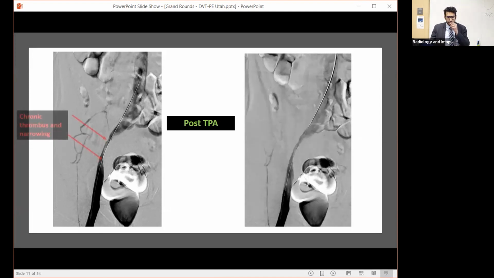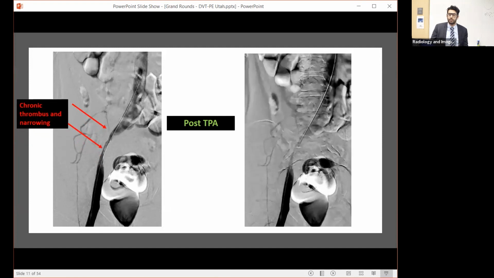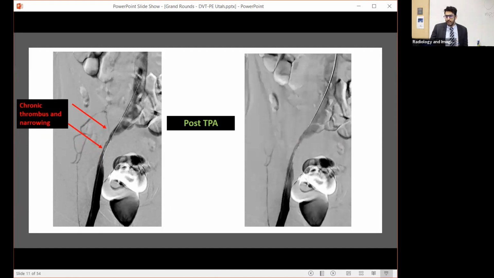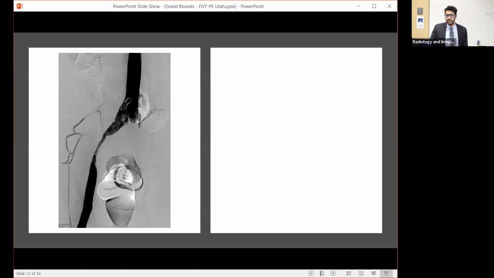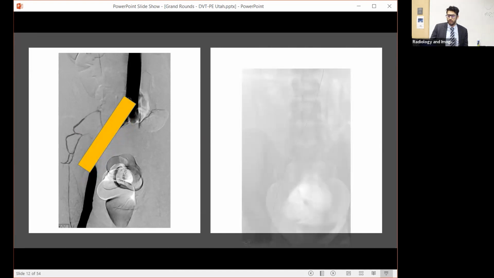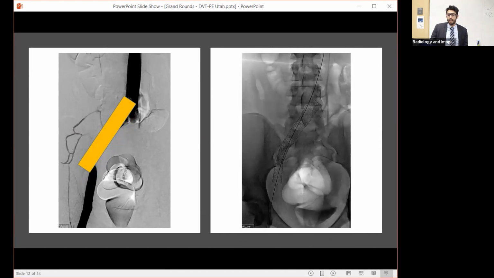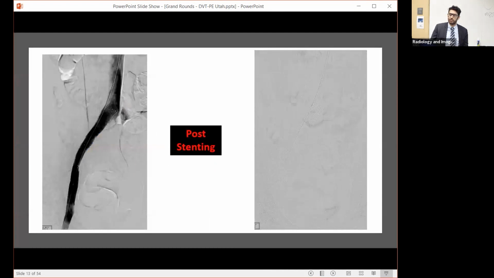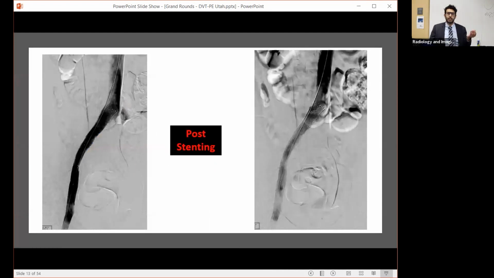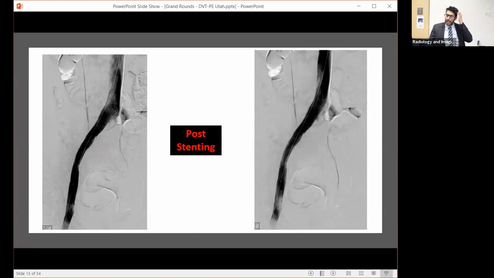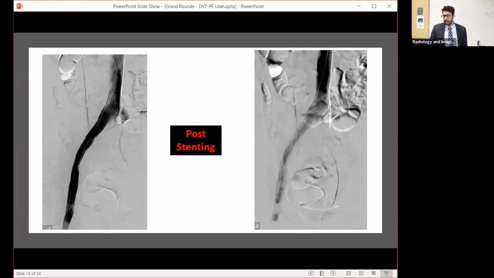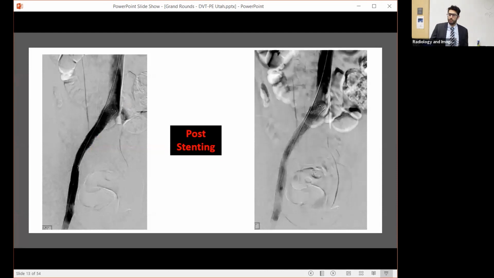What you have left now is chronic thrombus, or residual narrowing, which we use interchangeably. So what do you do to treat that? You can angioplasty and stent it. That's what it looks like post angioplasty and stenting. Post stenting, you can see there's pretty good flow now. So we've gone from a completely occluded femoral and iliac vein to a reconstructed iliac vein with good, brisk, patent flow.